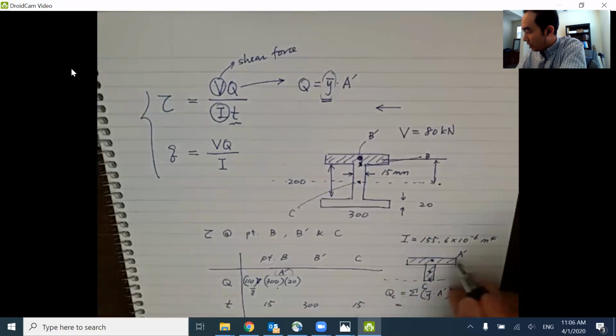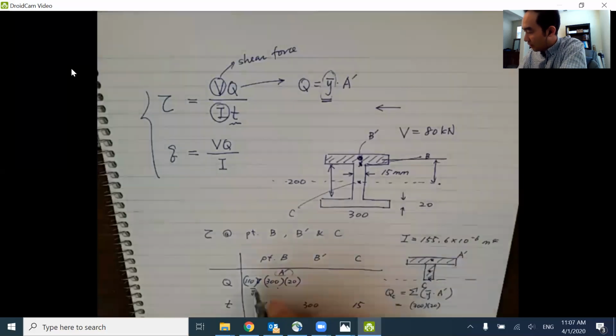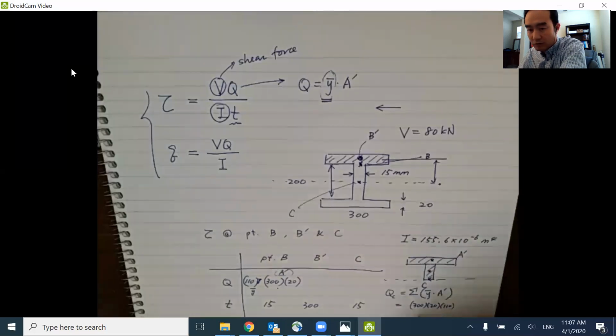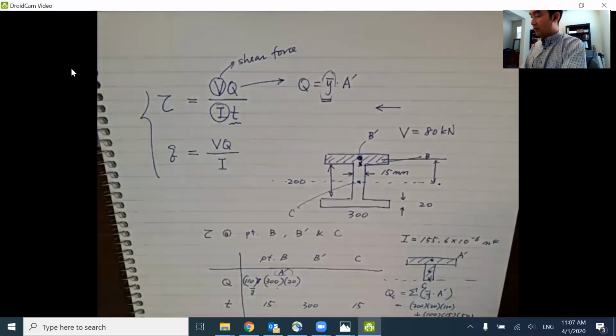Let's talk about Y prime first. The top flange is going to be 300 times 20, and the distance from the neutral axis to the centroid of the area was 110, right? So 110, and then plus the area of this half of the web, which is going to be 100 times 15. What is the distance from the neutral axis to the centroid of this area? It is going to be 1/2 of 100, which is 50. Okay, so this is how we can calculate the Q value for point C.